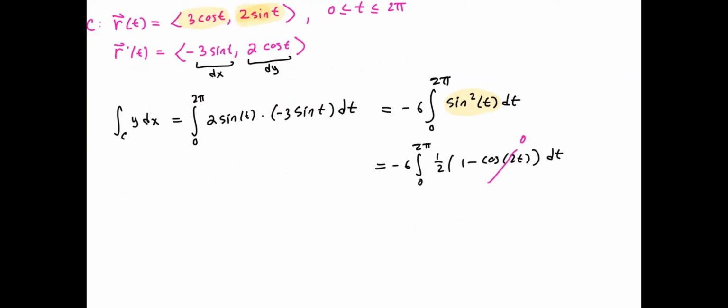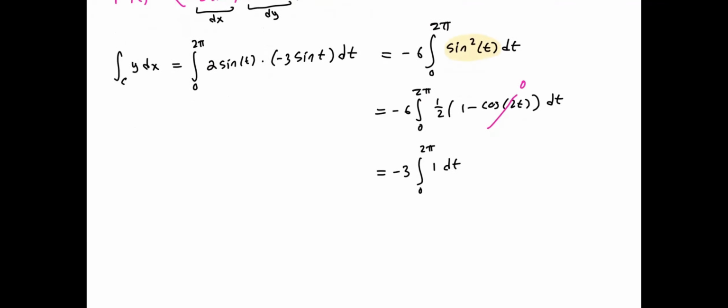So what we're really integrating is -3, pulling out the half as well, from 0 to 2 pi of 1 dt. As you integrate this, you'll get -3 times t, evaluated from 0 to 2 pi. Plug in 2 pi, and you'll have -3 times 2 pi, which gives you -6 pi. So the value of this line integral is -6 pi.